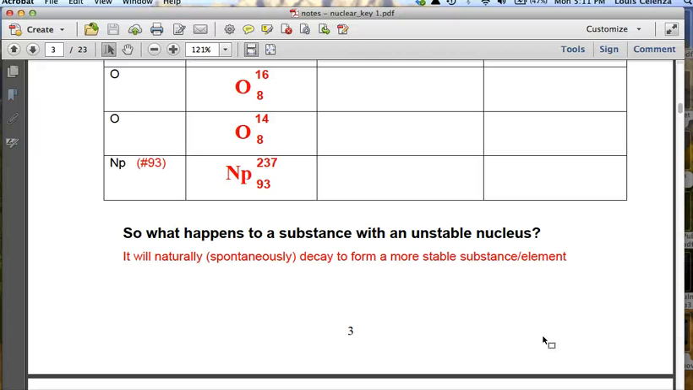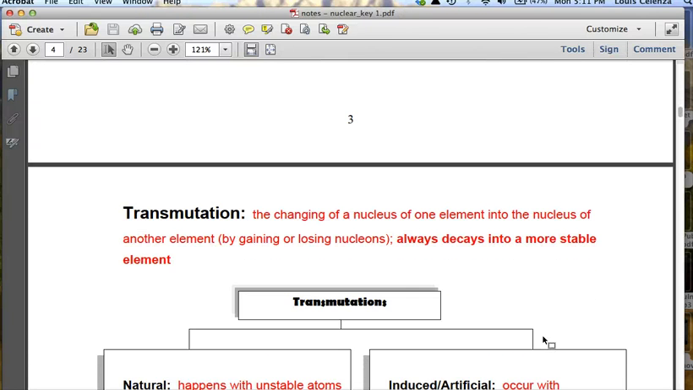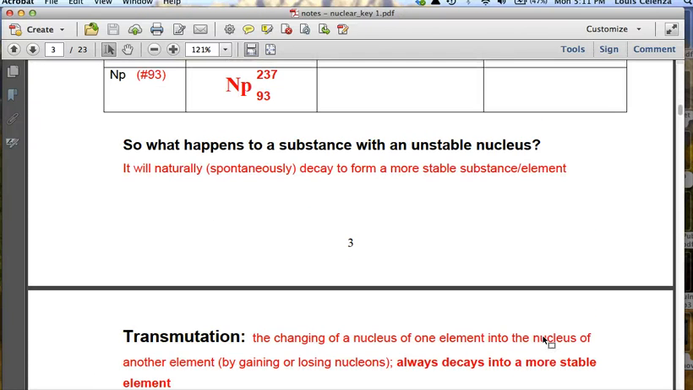The particles that it gives off in order to become stable would be considered radiation. So radiation really is particles that are given off by an unstable nucleus. It doesn't have to necessarily be particles. It could be what we call gamma rays, which we will talk about also. And that's sort of the introduction to this unit, and that'll be it for lesson 1.